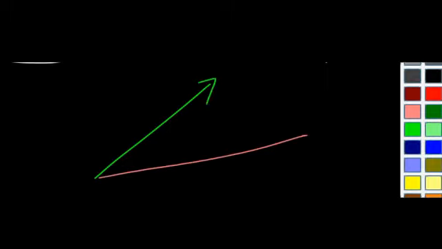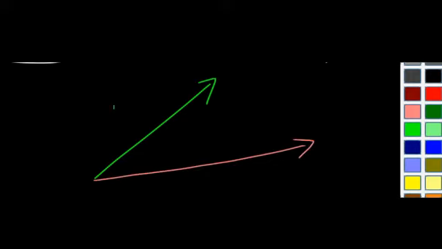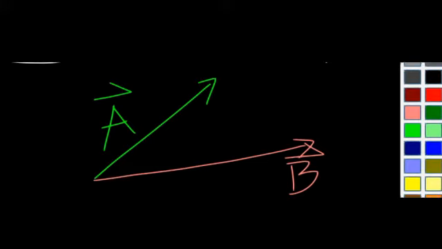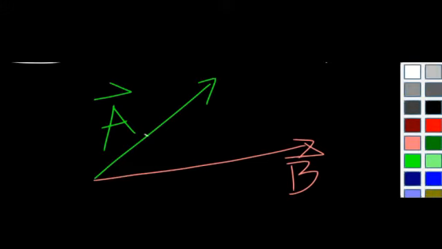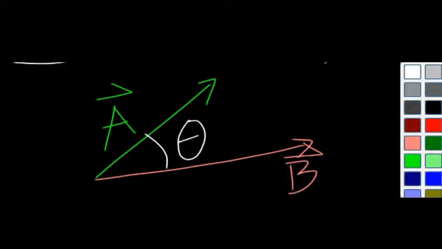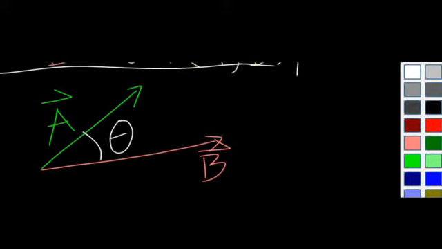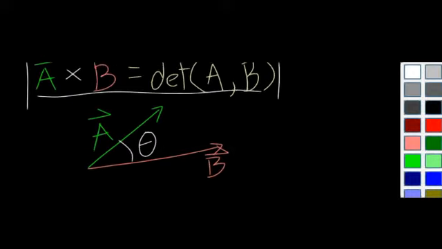Let's draw vector A. This is vector A. Ooh, that's a straight line. And vector B. That's not a straight line. That's vector A, that's vector B, and the angle between them is named theta. Of course, this is all standard.